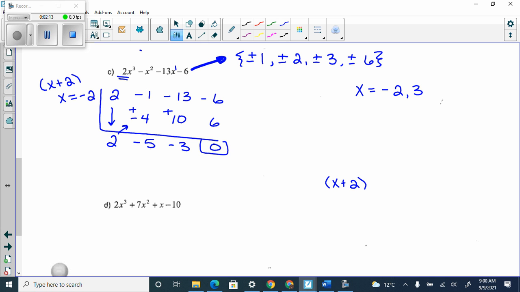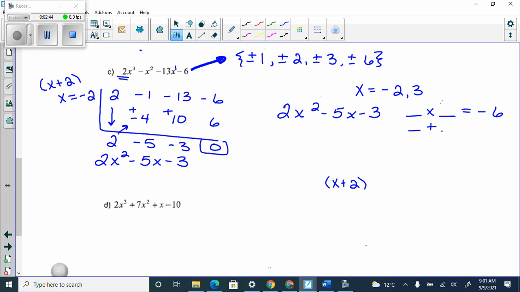Now, if this is an x cubed and I took an x out, what's this going to be? X squared. So I'm going to have 2x squared minus 5x minus 3. Now, yesterday, we did what times what gets us the outside, what plus what gets us the inside, and we can go straight to brackets, right? Well, we can't go straight to brackets because there's actually a 2 in front this time. So we have 2x squared minus 5x minus 3. And we go what times what equals -6, the outside 2 numbers, and what plus what equals -5.